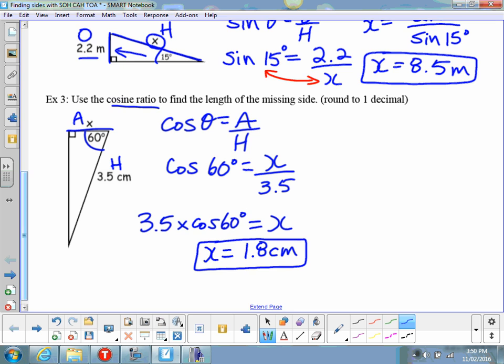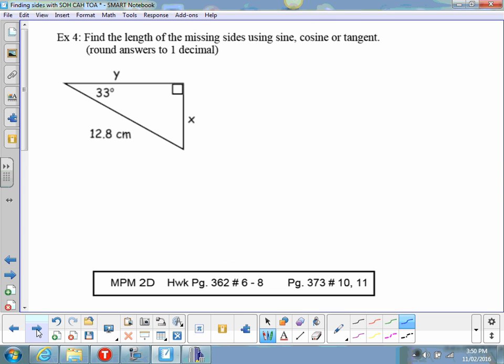Okay, so far so good. Let's take a look at example 4 here. In 4, we don't get as much direction as far as what we should use. It says find the length of the missing sides using sine, cosine, or tangent. Round answers to 1 decimal place. So to start with, you see that we've got a y here, and we've got an x here that we want to find. We've got the angle 33 that we're working with, and we've got 12.8. So we have an angle and a side, so we can definitely use that to find another side.